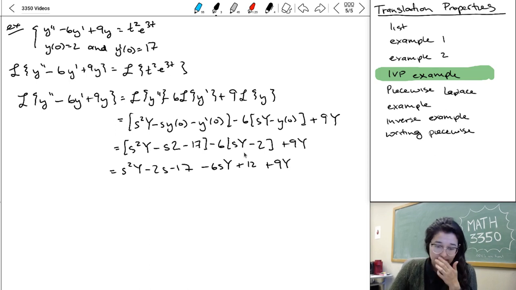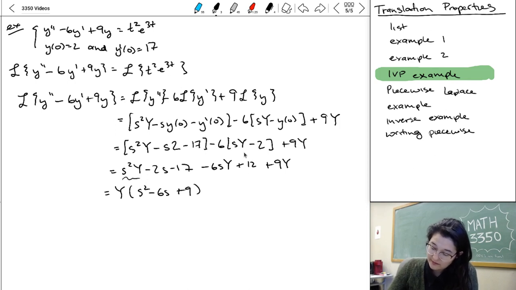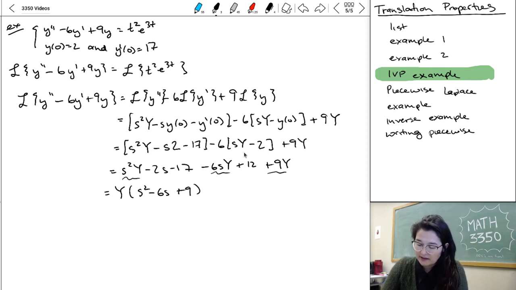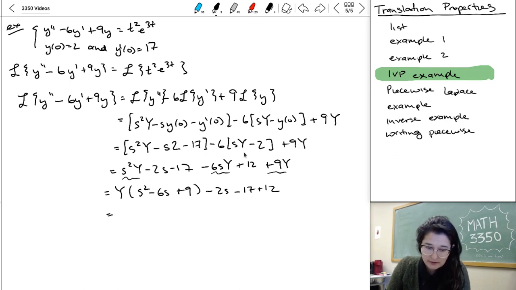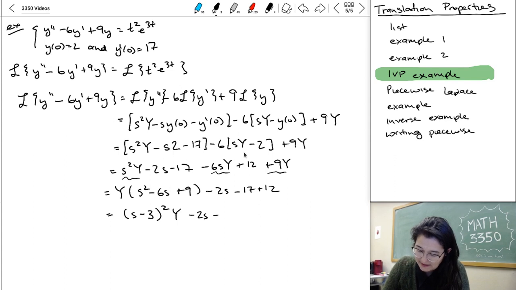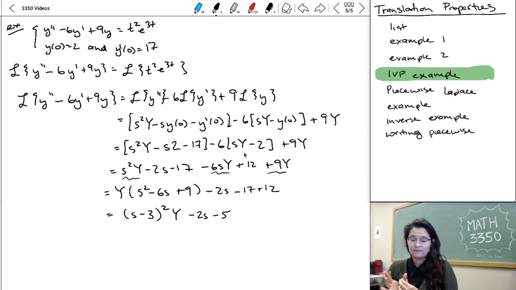Plus 9Y. And I'd like to isolate Y, so that's going to be Y times s squared minus 6s plus 9 for all my Y terms. And then everything else left outside, minus 2s minus 17 plus 12. Or simplifying everything as much as possible, I'm going to have s squared minus 6s plus 9 is just s minus 3 squared times Y, minus 2s minus 5.